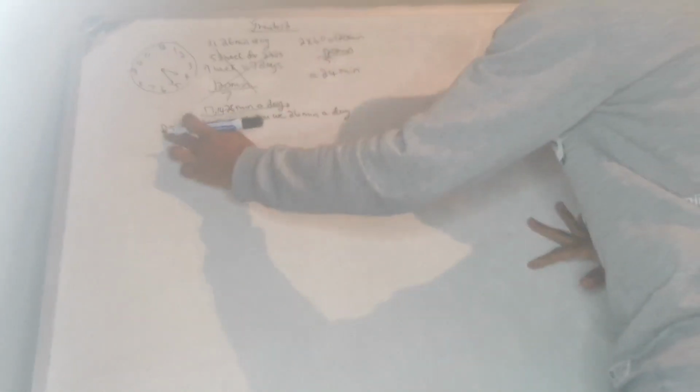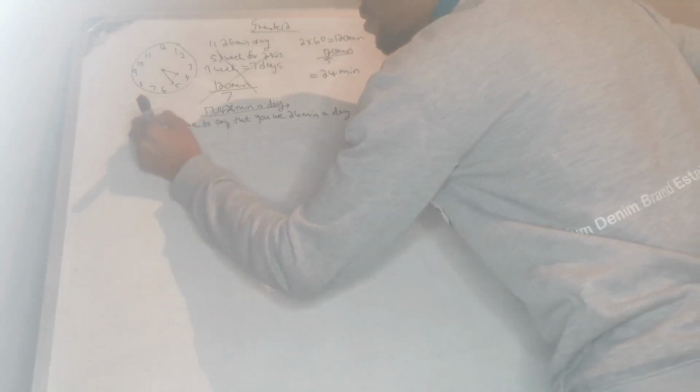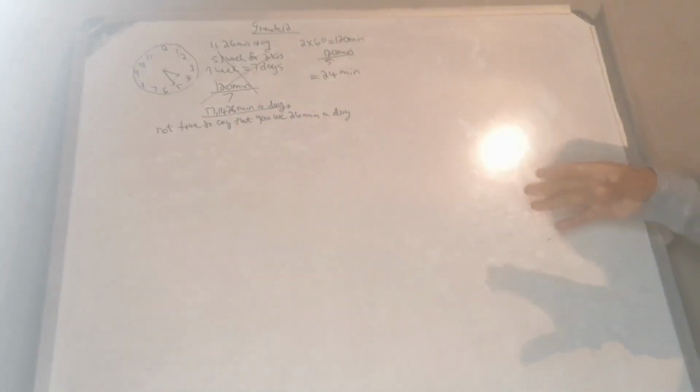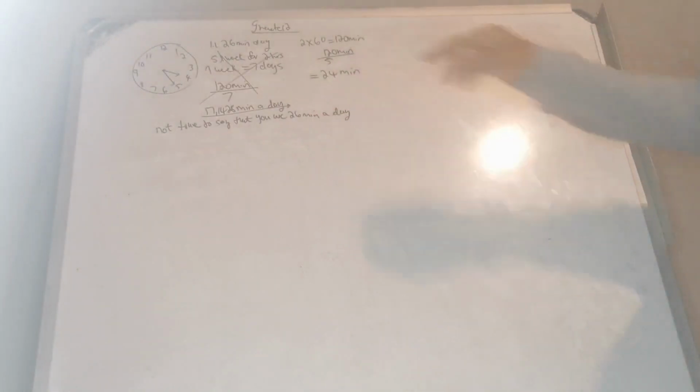It is not true to say that you use 26 minutes a day, you are using 24 minutes. Question 1.1.2: considering the starting time displayed by the clock above, determine the time the sprinkler system is switched off.